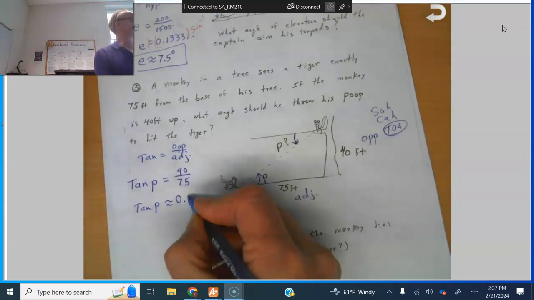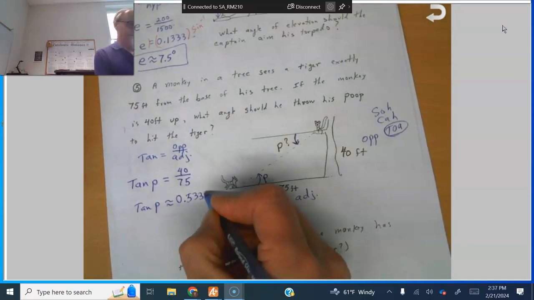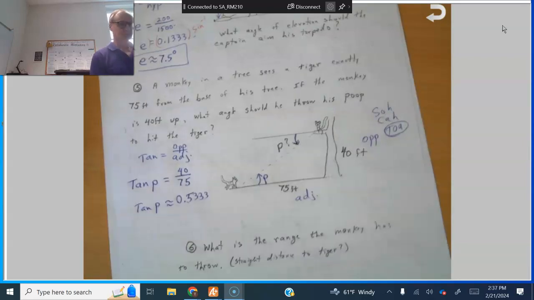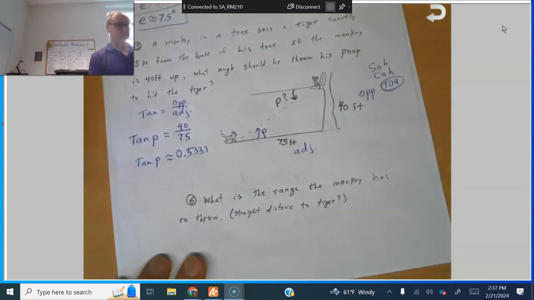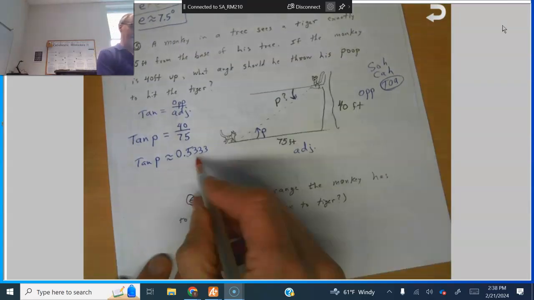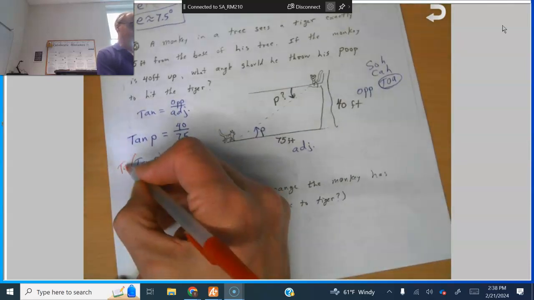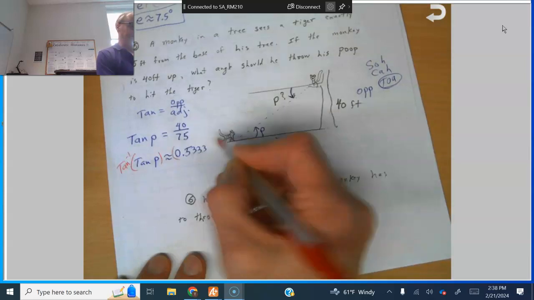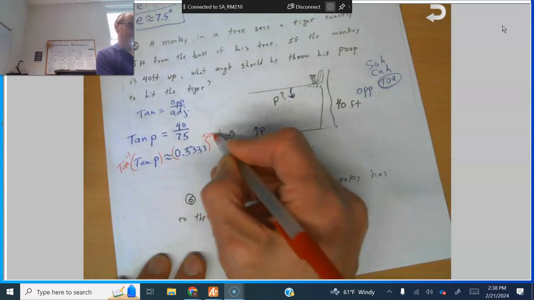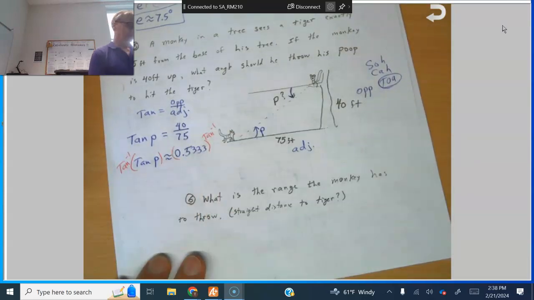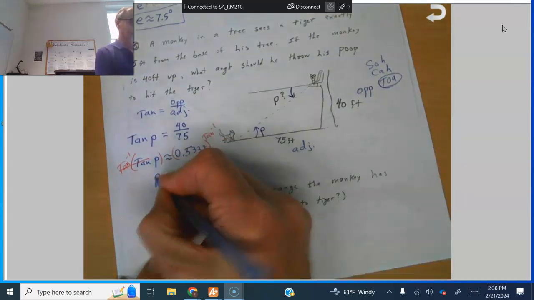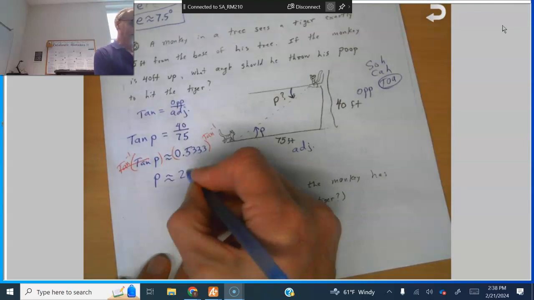It's 0.5333, isn't it? Something like that. Yep. And then we take the inverse tangent, or we look up the tangent that has 0.533. And it's really, really close to 28 degrees, isn't it? Take a look in your table and you'll find it. Yeah, I would go with just 28.